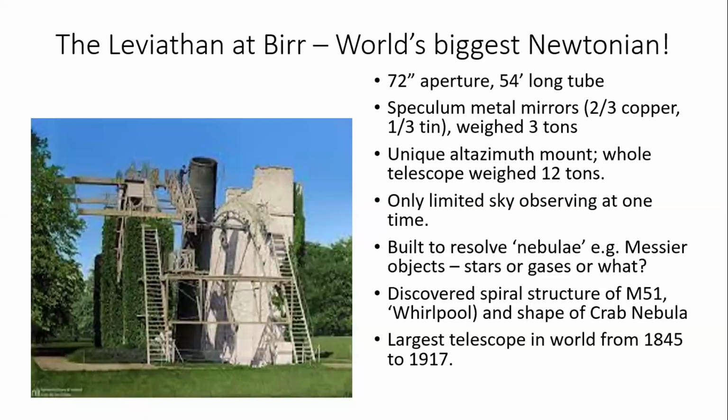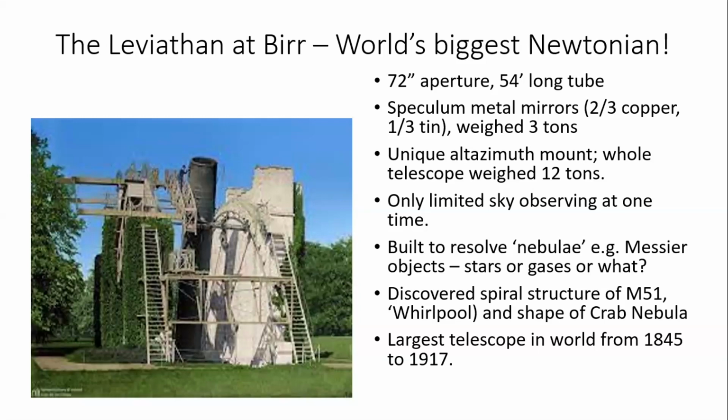So it was made of speculum metal, which was basically something that was designed more or less specifically for telescope mirrors because it had a relatively high reflectivity, a mixture of 2/3 copper and 1/3 tin, and that mirror weighed 3 tons. The whole telescope, 12 tons. It was very limited in observing because the telescope could only move between those two walls, but you had roughly an hour or so to observe any one particular object as you could track it across the sky.